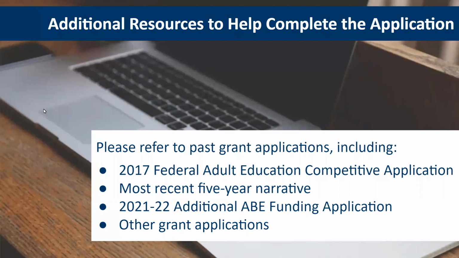We also know that there are some resources that will help you complete the application. You might want to refer to some of your past grant applications, which includes the 2017 Federal Adult Education Competitive Application, if you applied then. Your consortium's most recent 5-year narrative. You can also refer to your 2021-22 additional ABE funding application. And there might be other grant applications that you can refer to as well to help you complete this grant application.